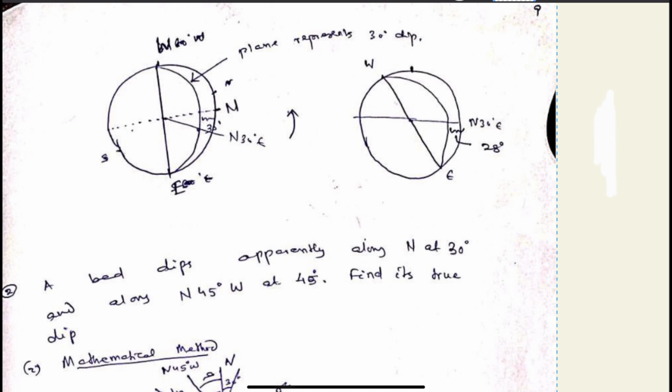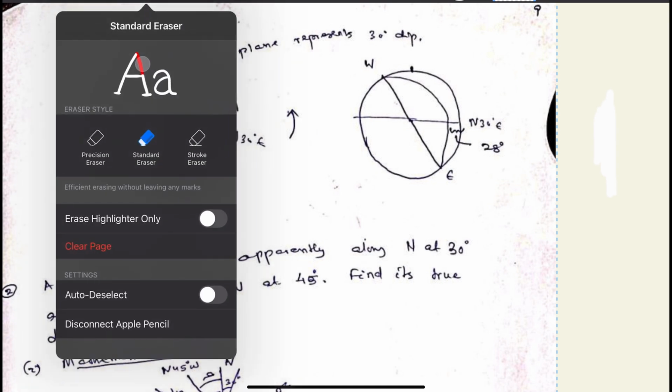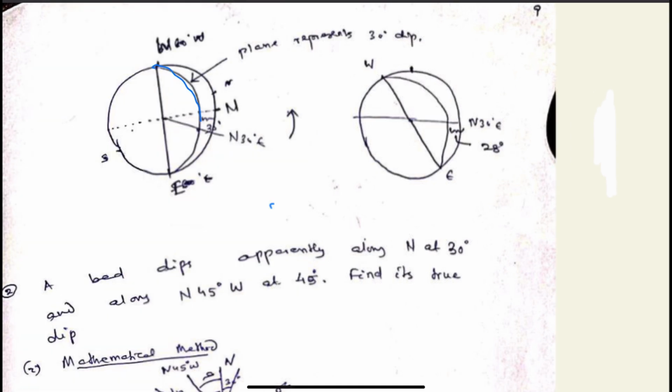So we have drawn the circle representing 30 degree dip. So this will be the 30 degree point. We have been asked to find out the apparent dip along north 30 east. Now rotate the arc to its original position so that north of this point matches with the north of the net. So we have got a circle like this in this condition.